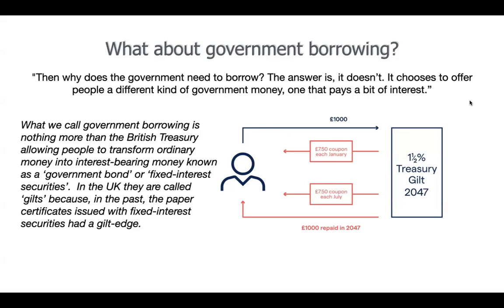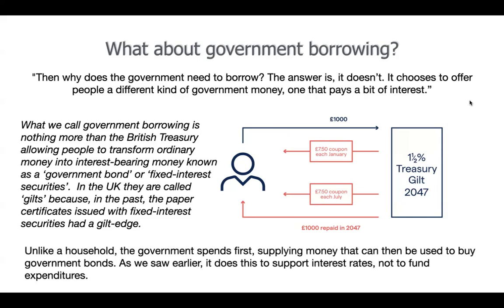In point of fact, these people are not lending money to the government. What they're doing is purchasing a treasury gilt. So unlike a household, the government spends first, supplying the money that can then be used to buy government bonds. And as we saw earlier, it does this to support interest rates, not to fund expenditures.